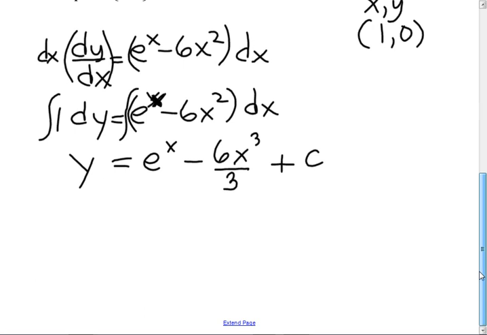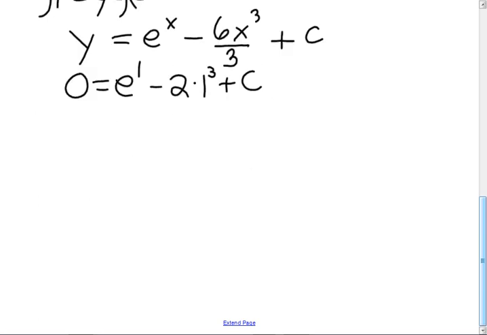So what's the y value? 0. 0 equals, then x is e to the first minus, let's go ahead and simplify, 2, 1 cubed plus c. You get another point there, and you get your final point for finding the function with the correct c value in there. What's c equal to? Jack, what's c equal to? If you put this on the other side, it becomes negative. And then your final answer is this.